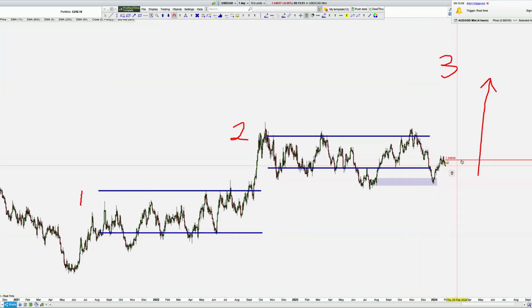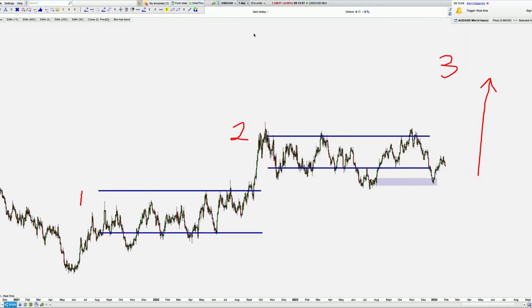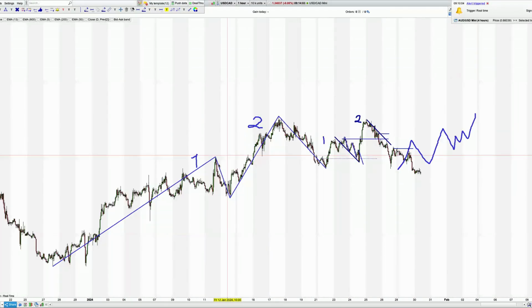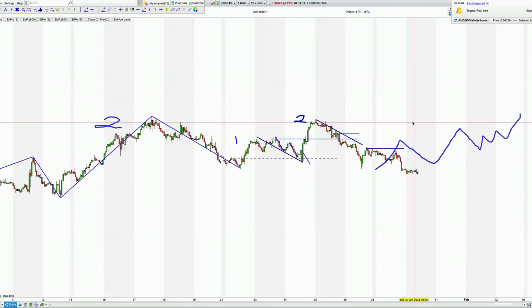So what I am seeing here on this nearer time frame. Here's one, here's two. Okay, this is the daily. Let's just go down to what's on the hour. On the hour we have one up. This is a cycle. We have two. This is called a cycle two here. And then within two we've got one, two. So we are expecting a third here.